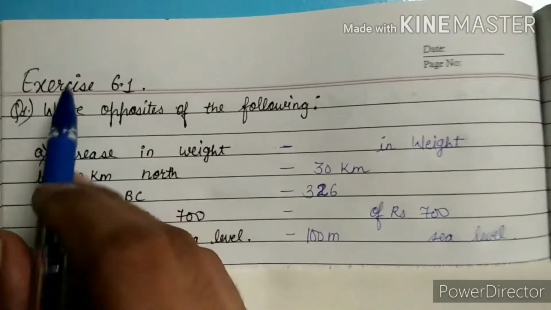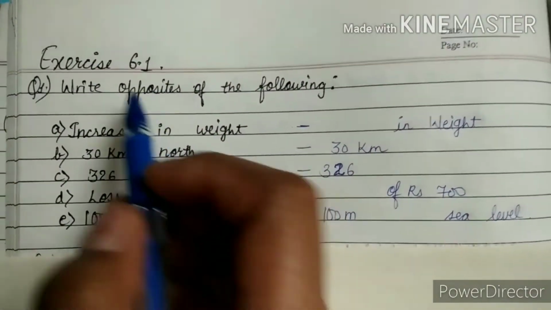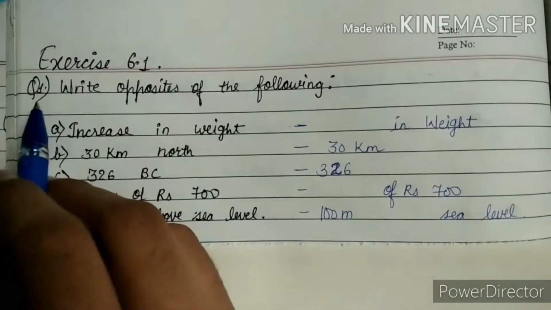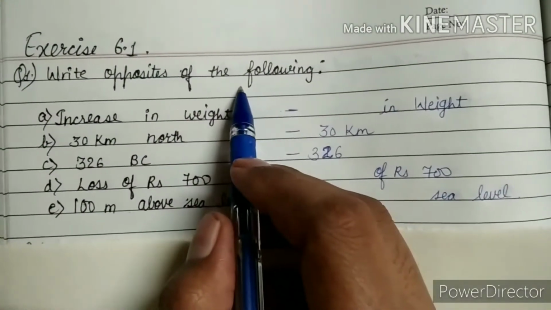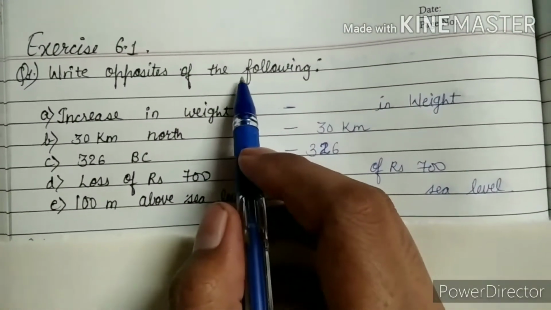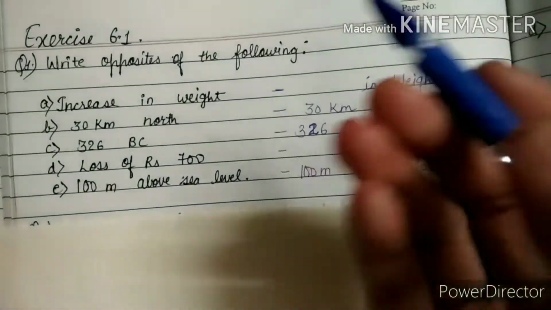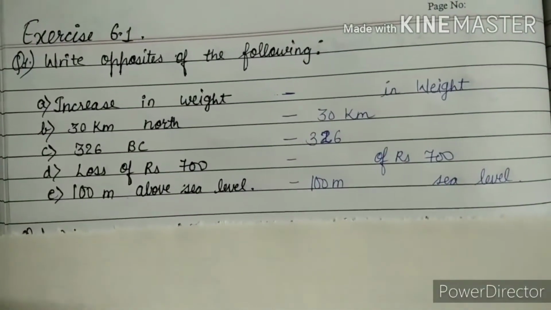In this video we will begin exercise 6.1 of class 6th. Chapter number 6 is completely based on the topic integers. Its question number 1 is: write the opposite of the following. It means if anything is going in the positive, we have to write its negative. If anything is going into the negative, we have to write its positive.